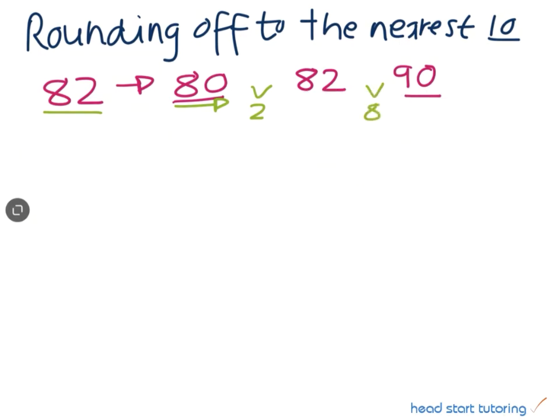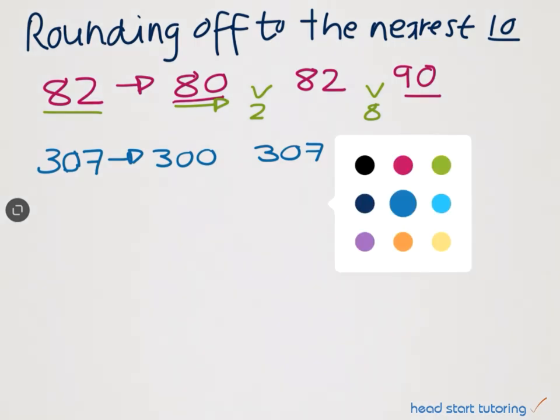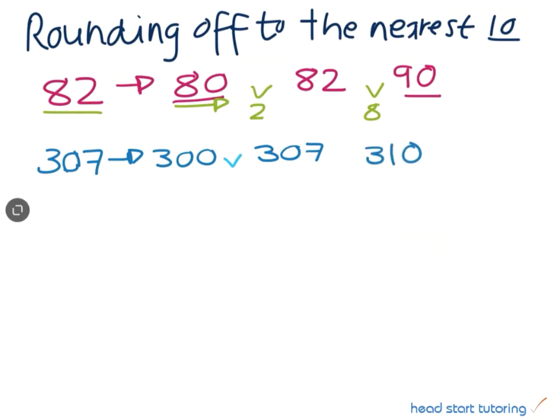Right, let's have a look at the number 307. 307 lies in between the multiples of 10, 300 and 310. So if we have a look at the difference between 300 and 307, we see that the difference is 7, and the difference between 307 and 310 is 3. So rounding the number 307 off to the nearest 10 will give us an answer of 310.